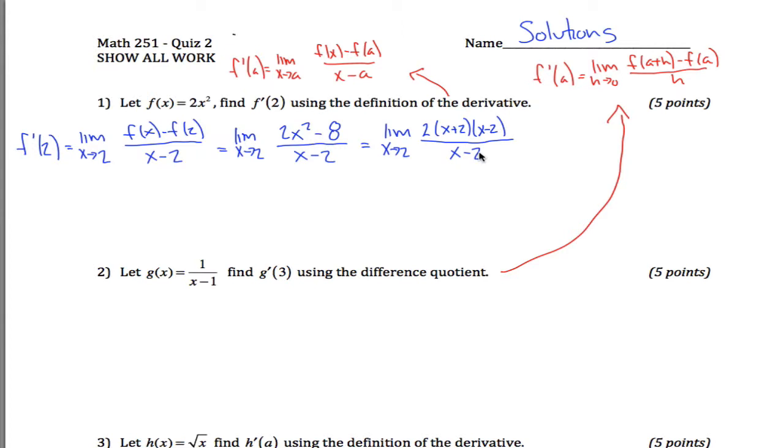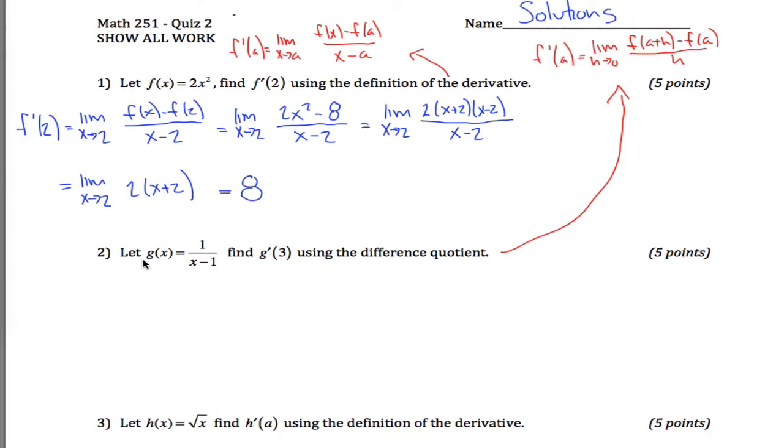What I'm trying to say is cancel out these x minus 2's right here, and we get that this is equal to the limit as x approaches 2 of 2 times x plus 2. Change all the x's into 2's now, and we get that this is 2 times 4, in other words, 8. All right, now do that again. Just a different function, and use the difference quotient instead of the definition of the derivative.